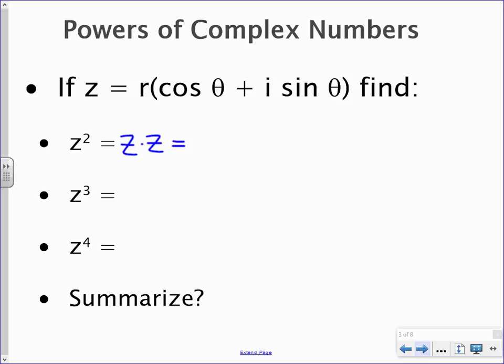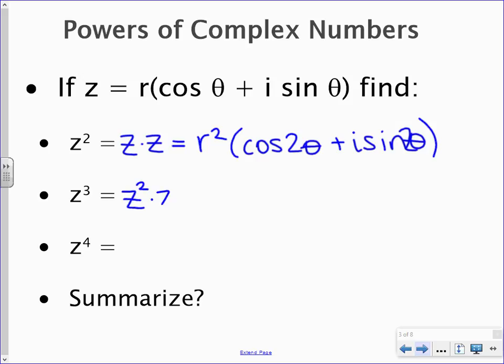we multiply the r's. So r times r is r squared, do you agree? And then we add the thetas. What would our angle become when we take theta plus theta? There is z squared. Now, let's move to z cubed. Z cubed, we could say, is like z squared times z.